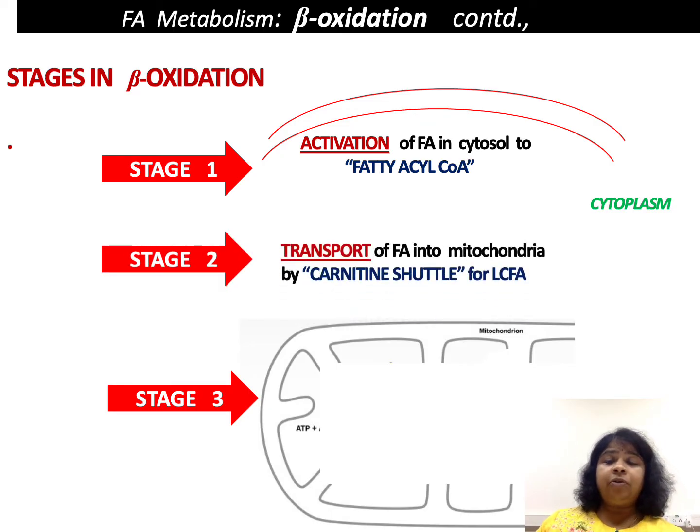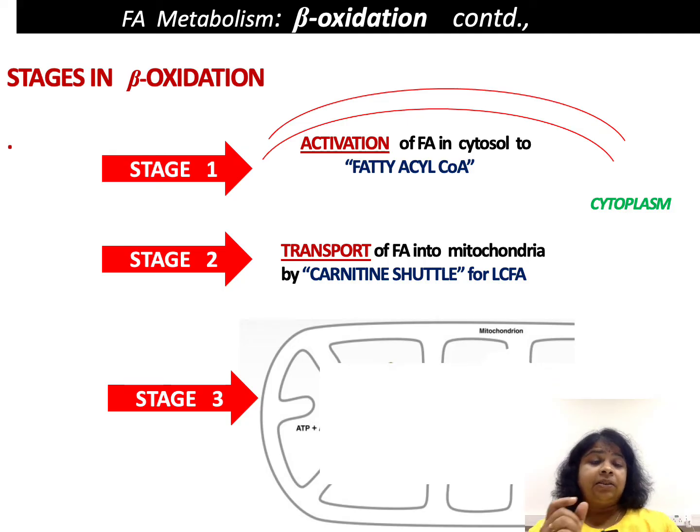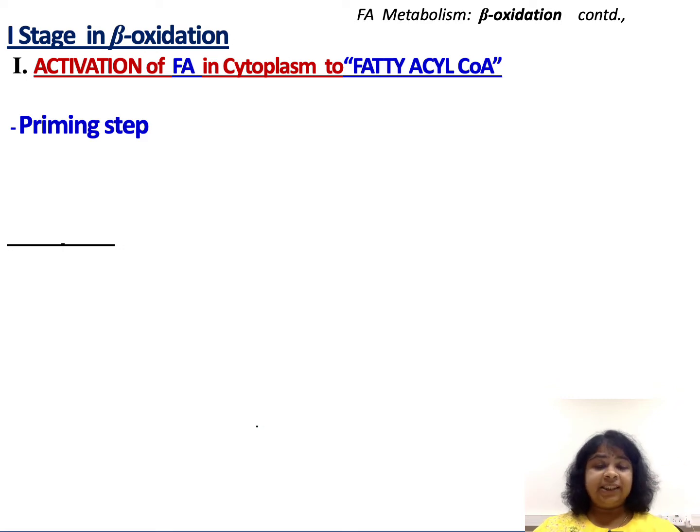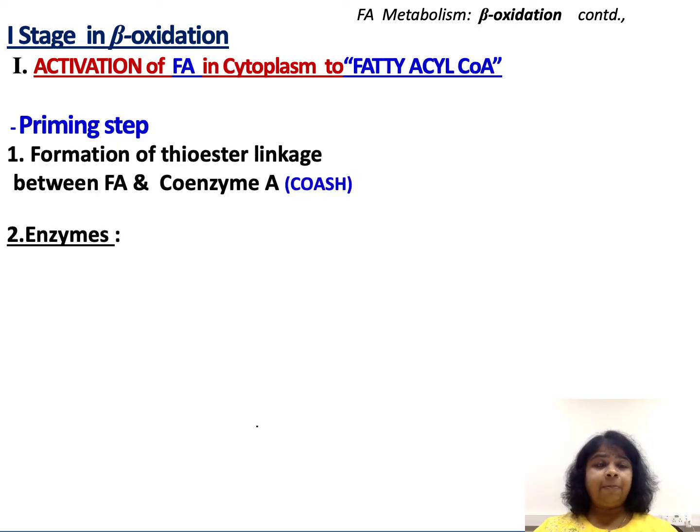Stage 2 is transport of these fatty acids into the mitochondria. This requires a specialized protein called carnitine as a transporter for fatty acids from cytosol into the mitochondria. This is stage 2 and there are 2 enzymes required for this stage. We will come to it later. Then stage 3 is called beta oxidation proper or the actual beta oxidation. So let us look at each of these steps. First step is activation of fatty acids.